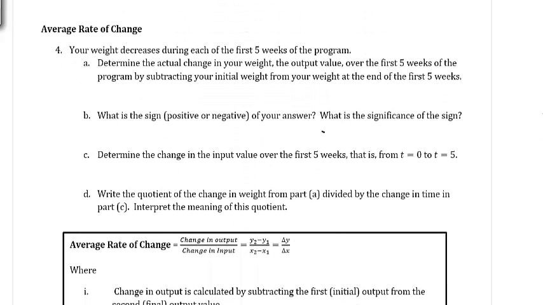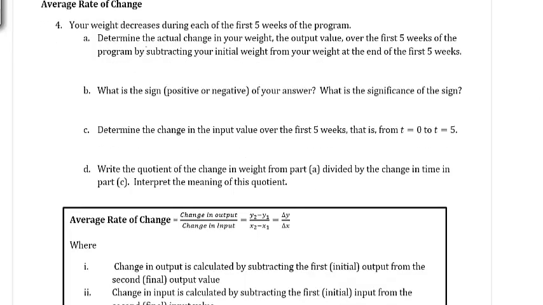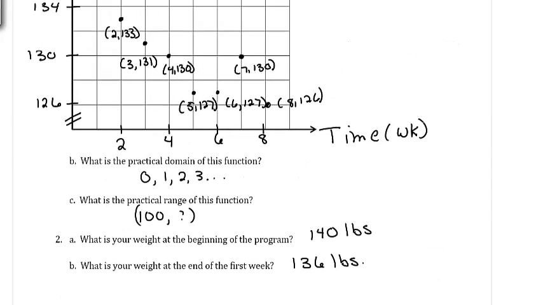Now we're going to look at average rate of change. And so this is not how much did I actually lose in a week, it's how much did I lose on average. So we're going to look at more than a week, but figure out an average of our weekly weight loss. First we're going to determine the actual change in our weight, the output value, over the first 5 weeks of the program by subtracting the weight at the end of the first 5 weeks from your initial weight. So our initial weight was 140, and I want to subtract from that my weight at the end of the first 5 weeks.